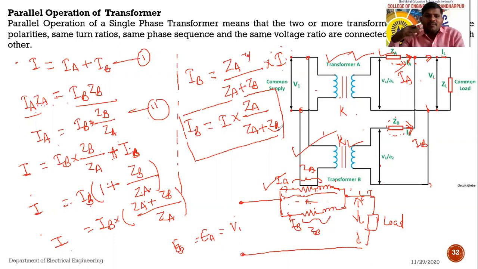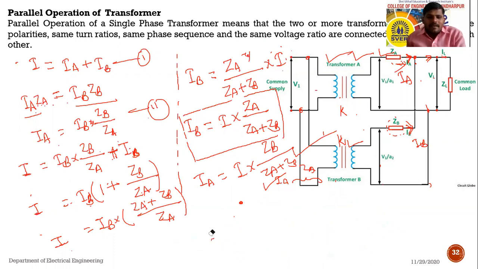Similarly, if we calculate the value of IA, IA is equal to the total load current I into ZB divided by ZA plus ZB. So the conclusion is that the current shared by each transformer is equal to the load current into the opposite impedance divided by the sum of both impedances. Suppose for the current shared by transformer A, it is the load current into the impedance of transformer B divided by the sum of the impedances of transformer A and transformer B.